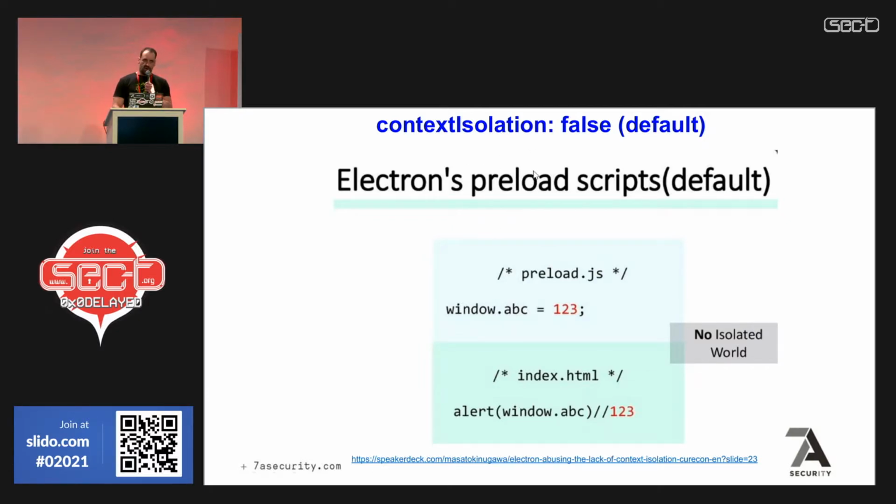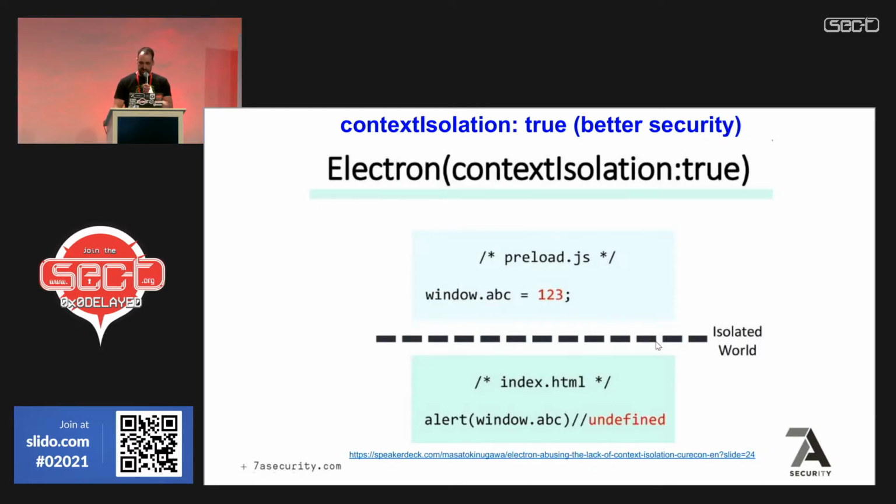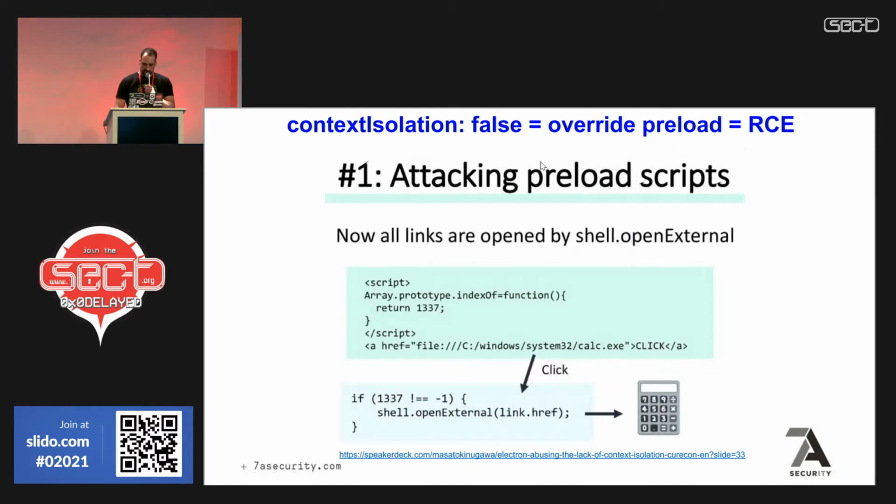In Electron, there's a concept of context isolation, right? If you get XSS on an Electron application, and you try to do alert window ABC, if there's no context isolation, you will be able to read variables defined on the preload script. When there is context isolation, this is not possible, right? So when context isolation is enabled, this is better for security.